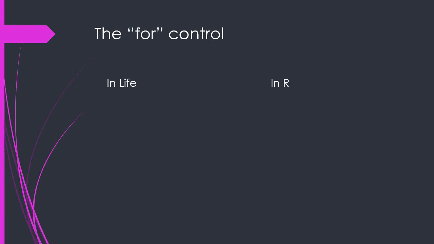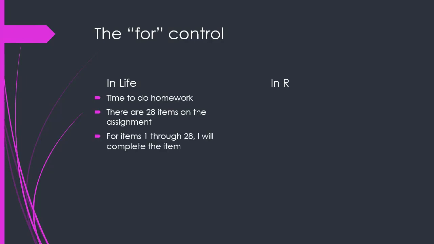The next control structure we're going to look at is the for control. In life, we say it's time to do homework. There are 28 items on the assignment. For items 1 through 28, I will complete the item.